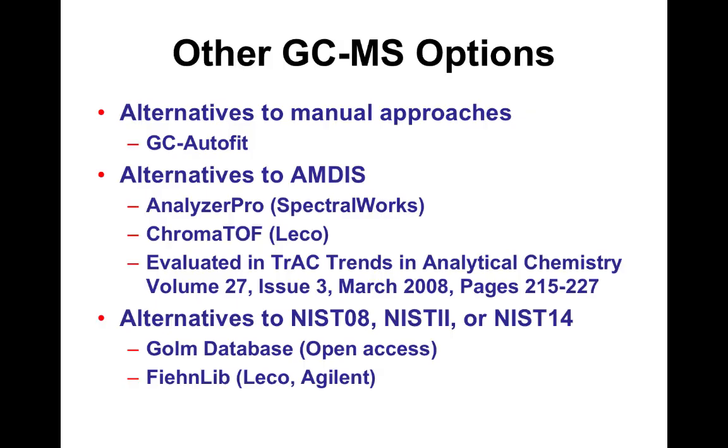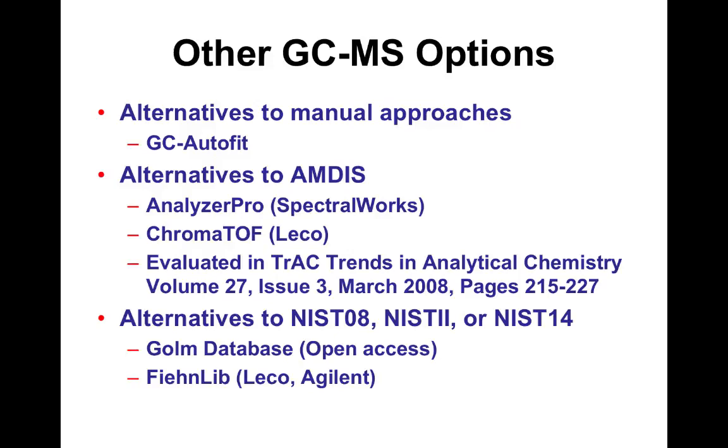So it's an interactive process. You're working with visual cues, you're clicking on things, you're assessing, you're evaluating the match factor. So it takes time, and different people will get different results, just like with manual approaches in metabolomics. So there are some, and you guys will try this today, called automatic approaches, like GC AutoFit. I'll talk about that later.